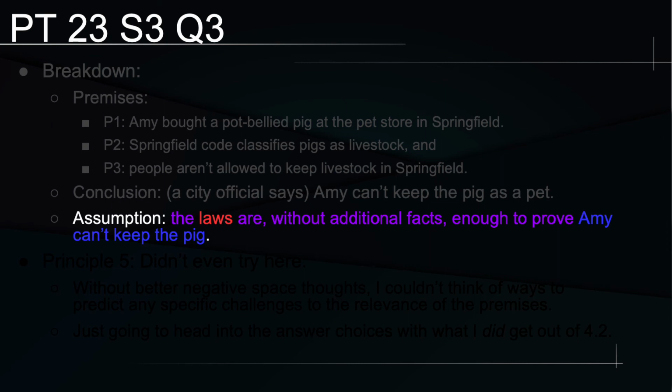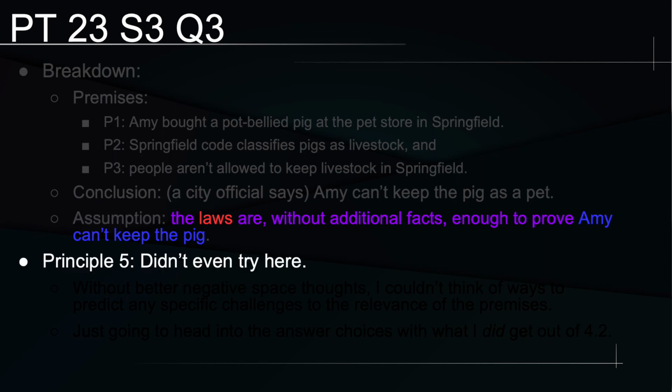So the only thing that I was able to get out of principle 4.2 that I can add to the page here is our general form of the assumption, for what it's worth. Spoiler alert, it's not going to be worth very much. But again, the only assumption that I can come up with was that the laws are, without additional facts, enough to prove that Amy can't keep the pig. And so we did principle 4.2 on the last slide, principle 5 now.